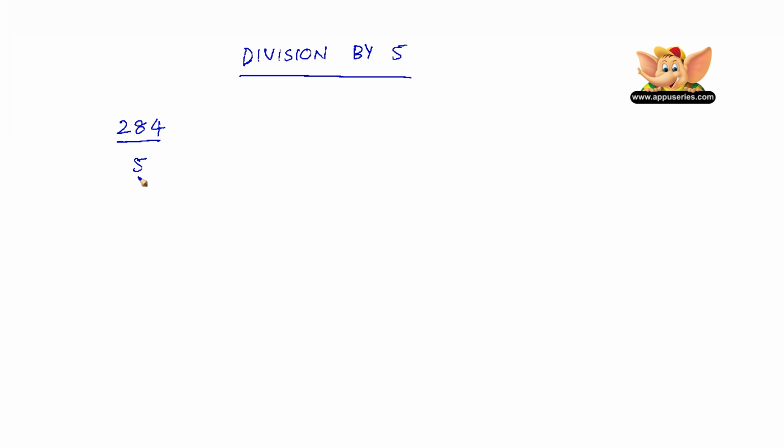So instead of straight away dividing 284 by 5, what we can do is double the number that has to be divided. So doubling 284, that is 284 into 2 gives us 568. And divide 568 by 10, which is 56.8. So 56.8 is the answer of 284 by 5.